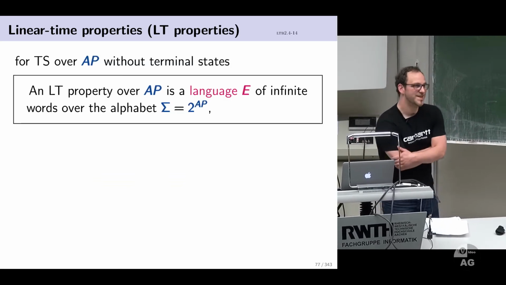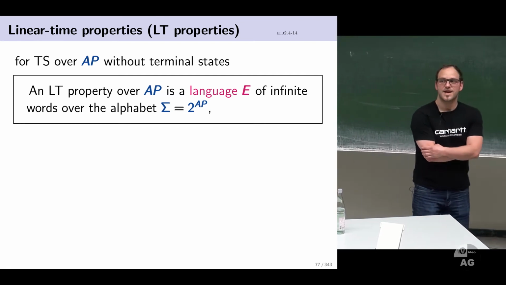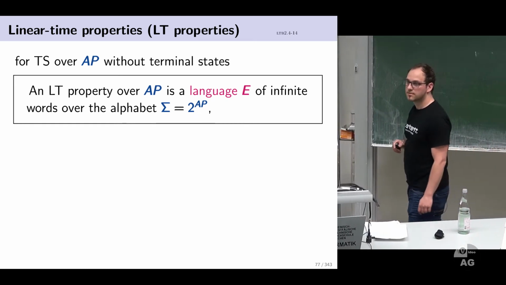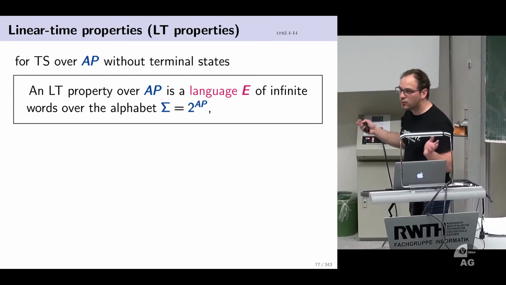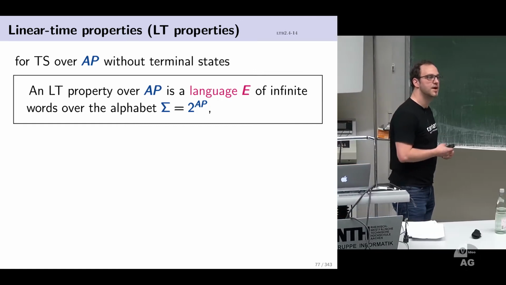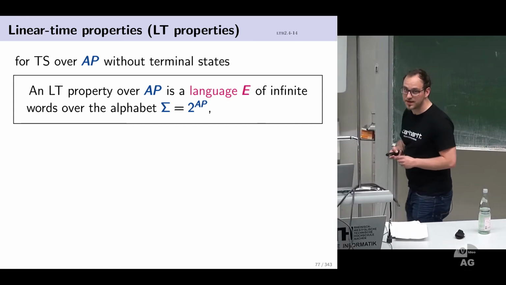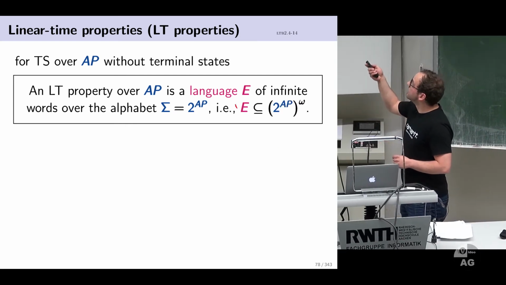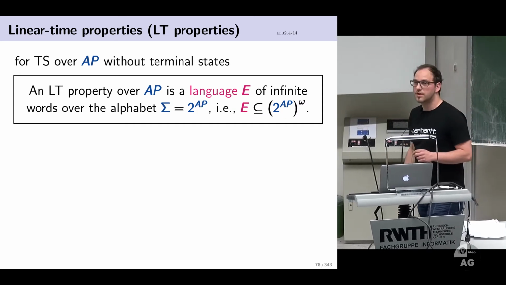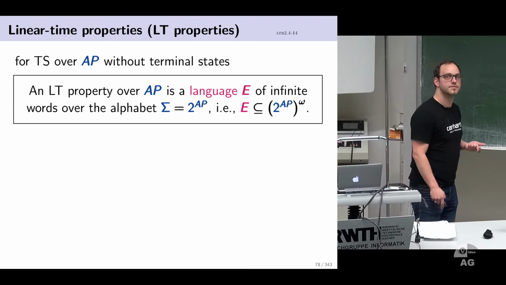So what is a linear time property? A linear time property is nothing else than a set of infinite words over the alphabet 2 to the AP. So if you give me any language of infinite words over the atomic propositions of some transition system, then this is a linear time property. We're going to see why we can think of this as being a property. Again, a linear time property is just a subset of all infinite words over labelings of states, essentially atomic propositions. Is that clear?